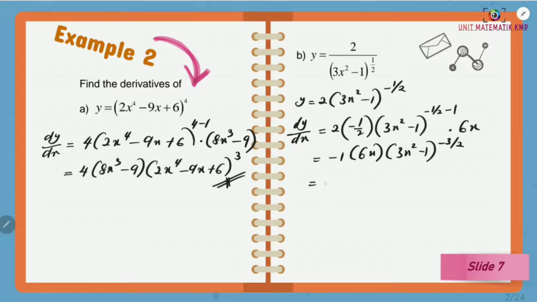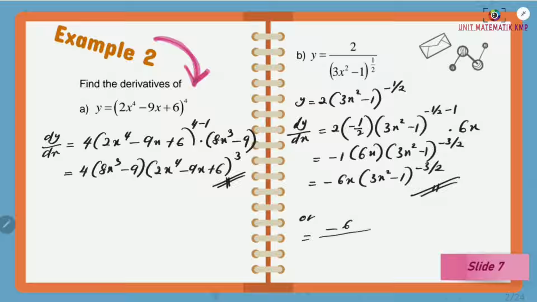Next, we have negative 6x times (3x squared minus 1) to the power negative 3 over 2. Or we can write negative 6x over (3x squared minus 1) to the power 3 over 2.